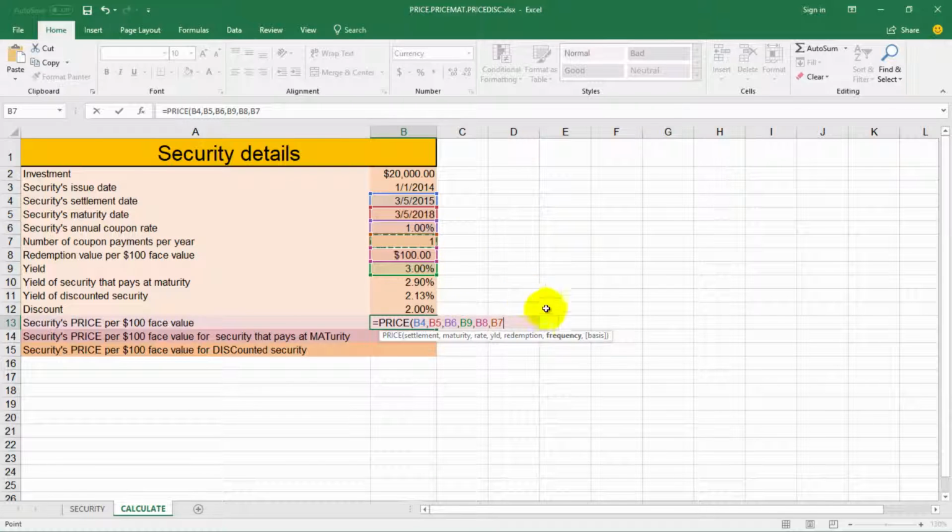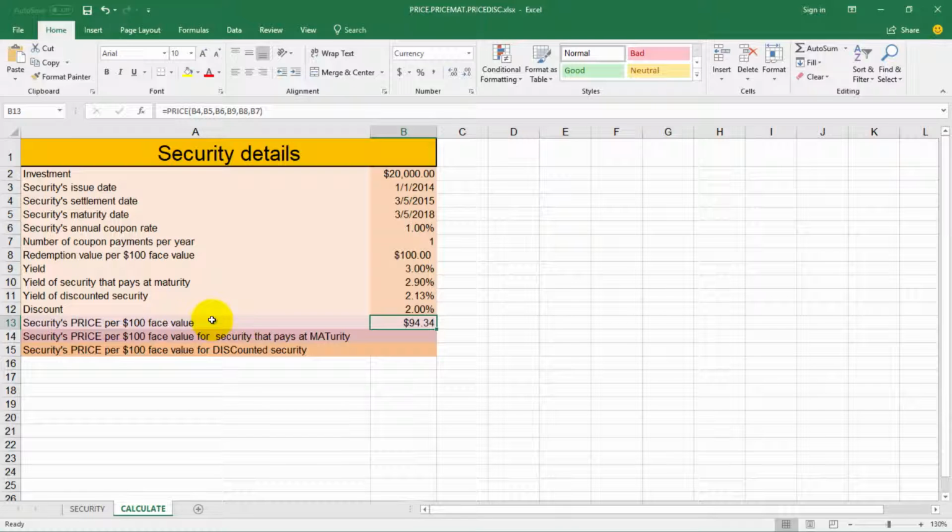The last argument, basis, is optional and it helps us choose the type of day count to use. Since we will always use the default 0 value, we can omit it. Close the parentheses and click on Enter. Our security's price per $100 of face value is approximately $94.